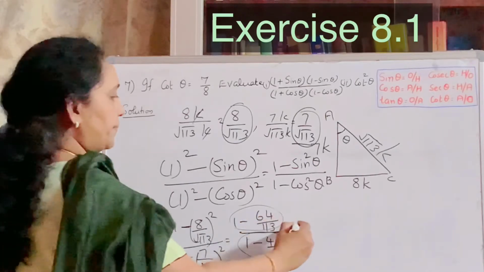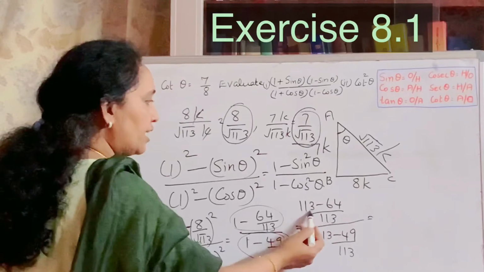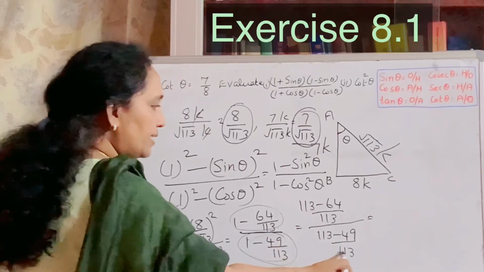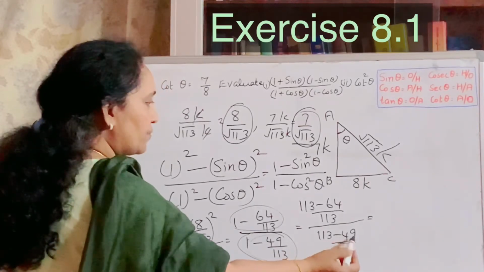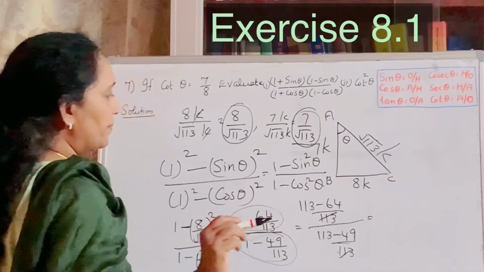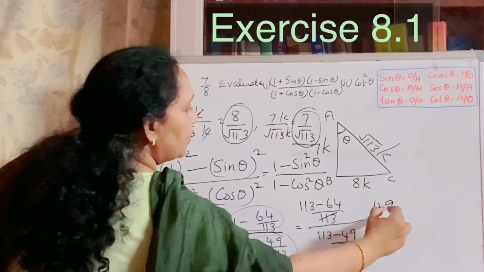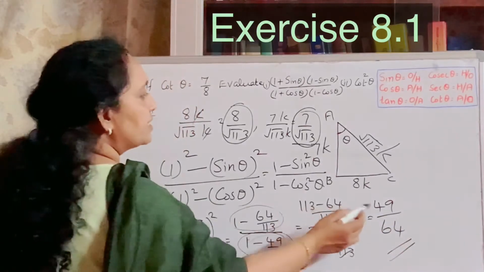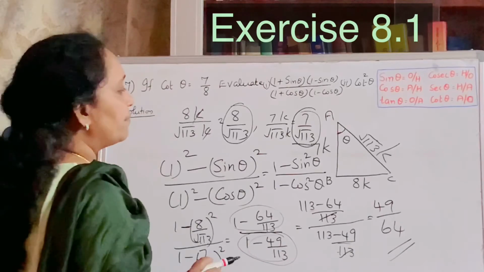Okay. Look here. Here 113 is the LCM, so here you will get 113 minus 64. Here also 113 is the LCM. What is 113 minus 49? So this 113 and 113 get cancelled. 113 minus 64 is 49. 113 minus 49 is 64. So the answer is 49 by 64.